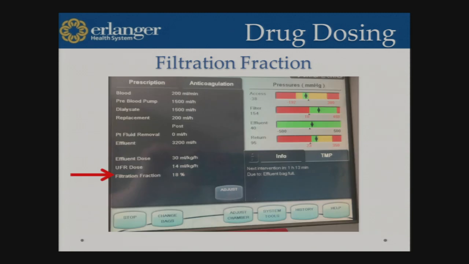And so when you're looking at the machine, filtration fraction is going to be the last value that you're going to see, and it'll be a percentage. So if you're seeing a filtration fraction of greater than 30%, and you're having a bunch of issues with the CRT filter clotting, your solution rates need to be adjusted. And the nephrologist or critical care service will be able to do that, but that can be an issue sometimes.